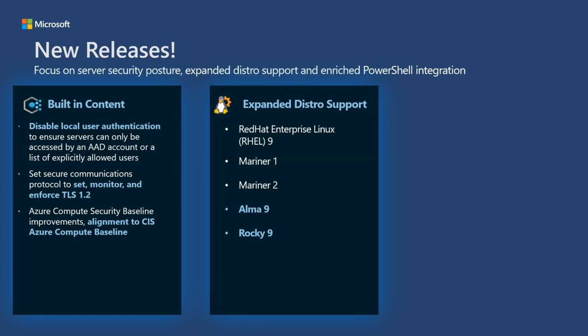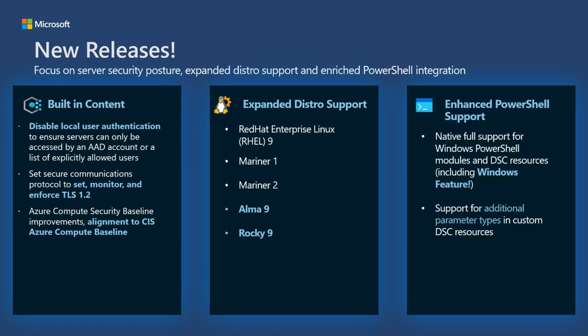The second one is expanded distro support. So this is something that we're constantly looking at growing, and this year we've announced support for Red Hat Enterprise Linux, RHEL 9, Mariner 1, Mariner 2, Alma 9, and Rocky 9. And then outside of this distro support, we also have another Linux release that I'll be going over in the next slide, but again, really excited about making it easier for Linux customers to leverage machine config.